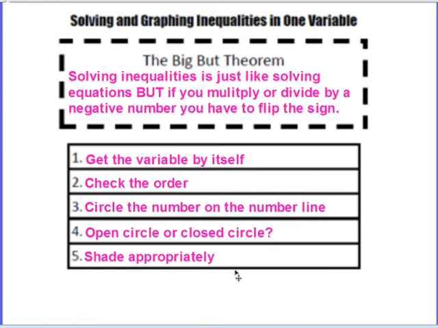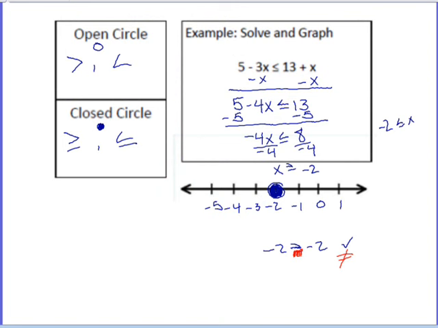Alright, then last step, step 5, is shade appropriately. What does that mean? Well, negative 2 is not the only answer that I can use to make this inequality true. x has to be greater than or equal to negative 2. So any number I plug in has to be greater than or equal to negative 2. Is negative 1 greater than or equal to negative 2? Yes. Is 0 greater than negative 2? Yes. Is 1 greater than negative 2? Yes. So my shading is going to go this direction, and I'm going to put an arrow because it has to go that way forever.